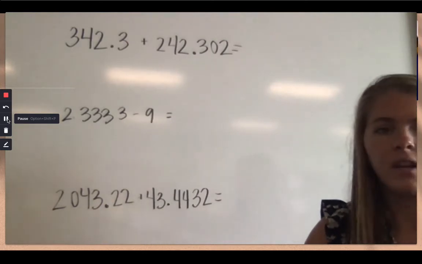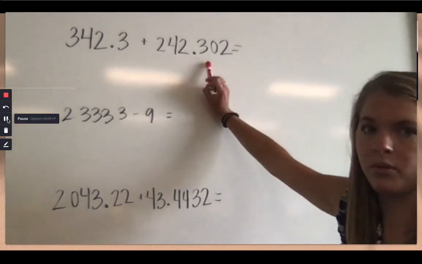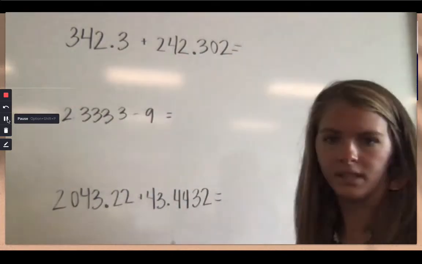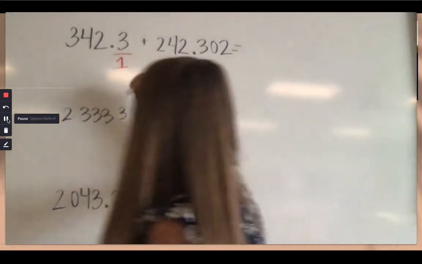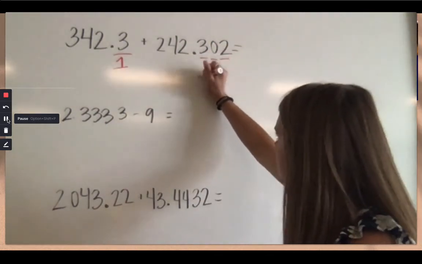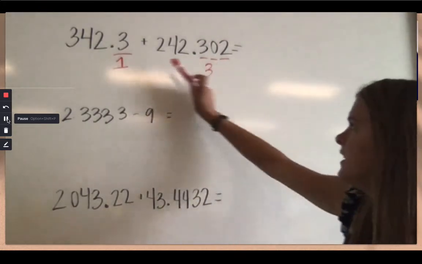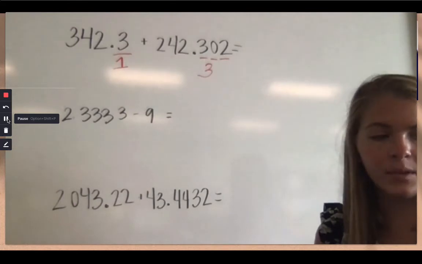The first problem, again, is 342.3 plus 242.302. So how many decimals are in this number? A single decimal. So we have 1 decimal right here, whereas in this one, we have 3 numbers in the decimal places. What we're going to do is have an answer with 1 decimal place because it's the least number of decimals that we have.